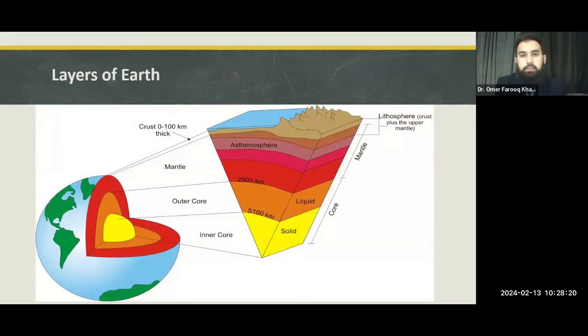Then there is a diagram about the layers of the Earth. We already talked about the core, and the core is roughly 3,500 kilometers in radius. The innermost component of the core is solid. Then there is liquid. Then there is the mantle, and then there is the crust, and the crust is 0 to 100 kilometers in thickness.